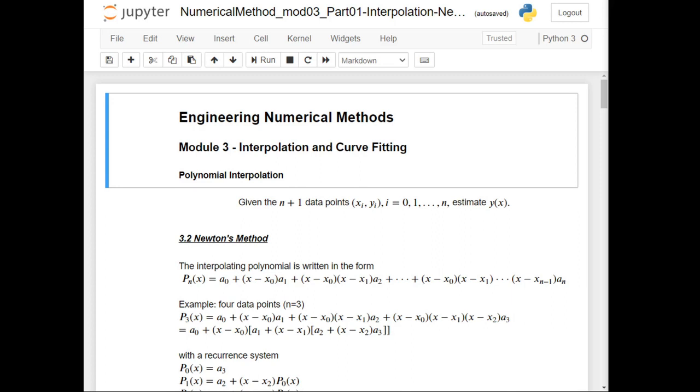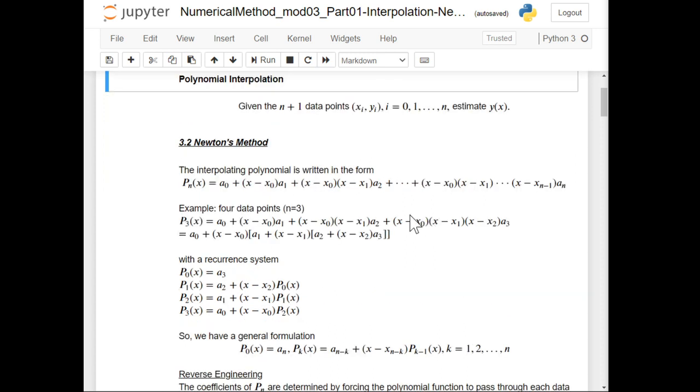We are now in polynomial interpolation. Recall the idea that given n plus 1 data points, you can estimate y given any value of your x. So basically you create a function of x. So here we're going to solve or understand polynomial interpolation using Newton's method.